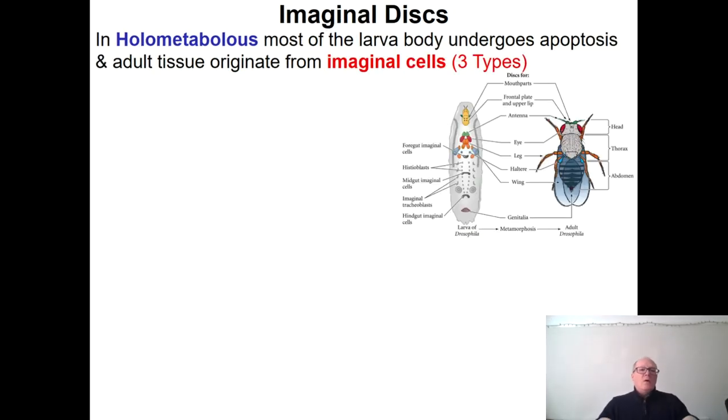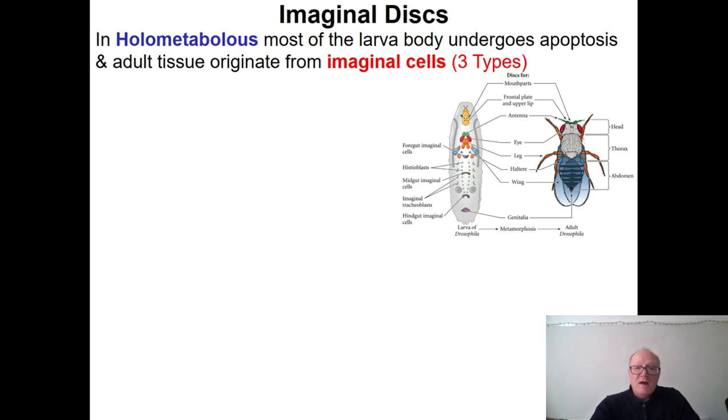So how do holometabolous animals, insects, undergo metamorphosis? Well, in these holometabolous animals, the larval body is almost completely destroyed during metamorphosis by apoptosis, and only some cells called the imaginal cells remain, and these imaginal cells produce the adult structures. Now, we encounter the imaginal cells really when we dissect the larvae to collect imaginal discs. The imaginal discs are indeed made of imaginal cells.